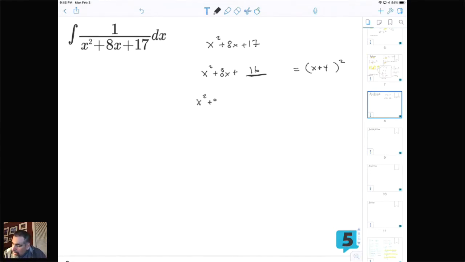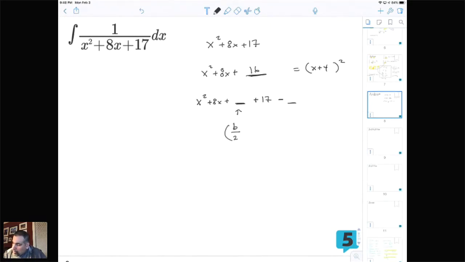x squared plus 8x plus, and again, I'm going to set this up. We need to find the mystery number that goes here. What I always tell my students is just push that 17 over. Push it out of the way. Forget about it. We're going to find that mystery number that creates a perfect square. And then we're going to balance it by subtracting the same number over here, because we can't change the value of our expression.